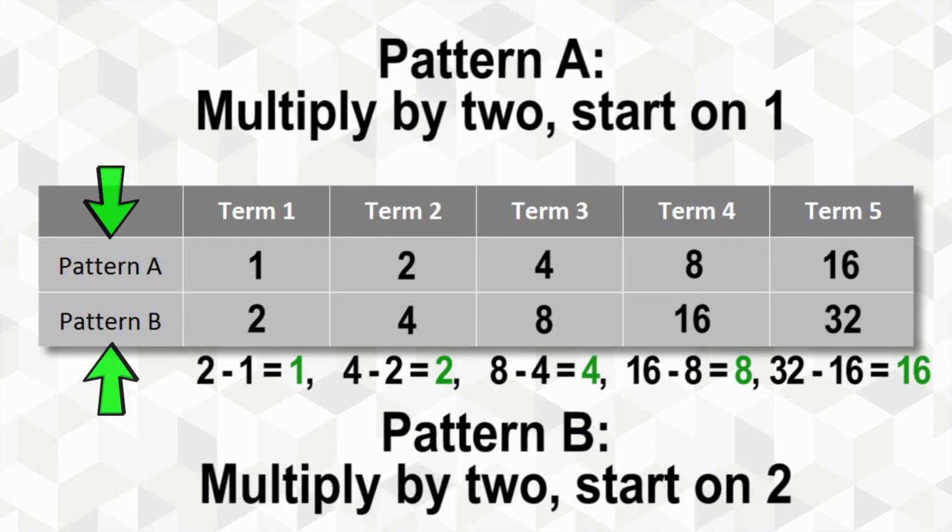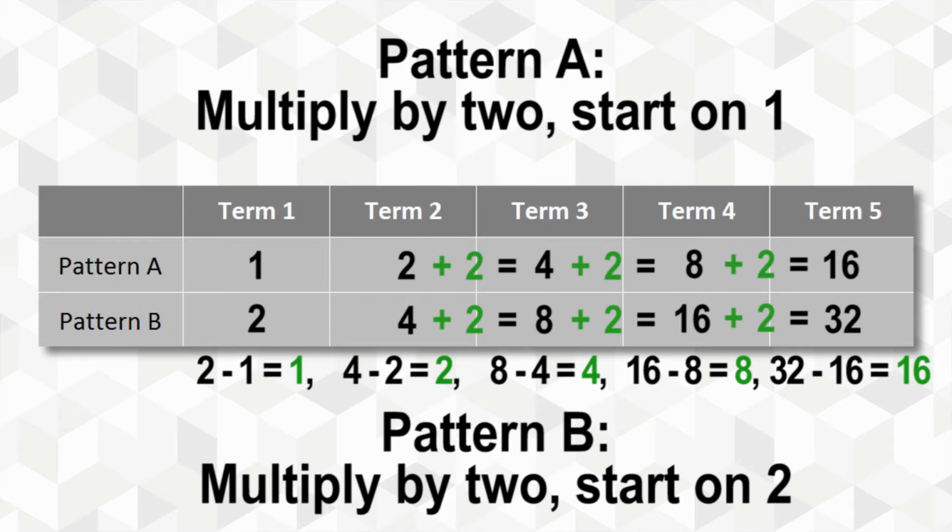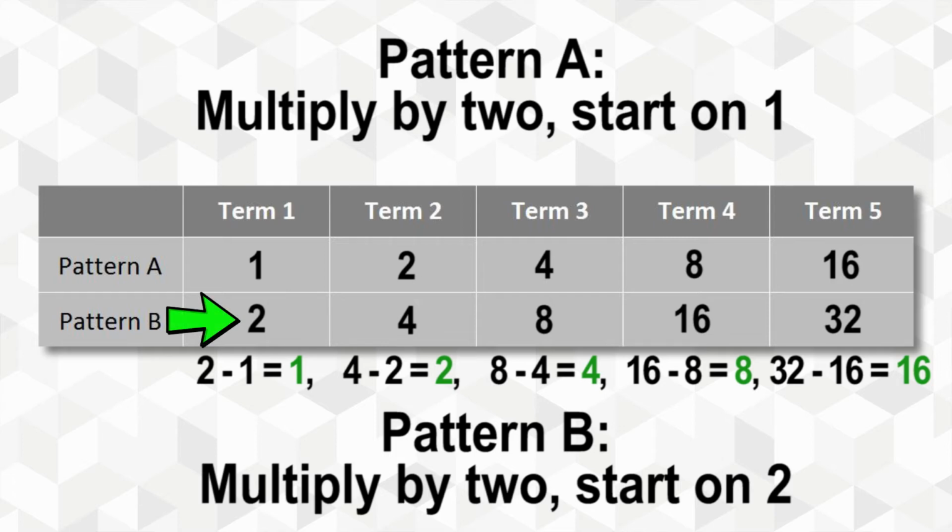When identifying relationships between two patterns, we can look at corresponding terms, such as how the terms in pattern B are twice the value of the terms in pattern A. Additionally, the difference between terms grows by twice as many with each successive term. We can also look at patterns across terms. For example, the terms in pattern B are equivalent to the following terms in pattern A. Notice how pattern B's first term is the same value as pattern A's second term. Pattern B's second term is the same as pattern A's third term, and so on.